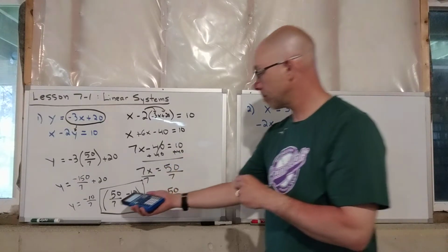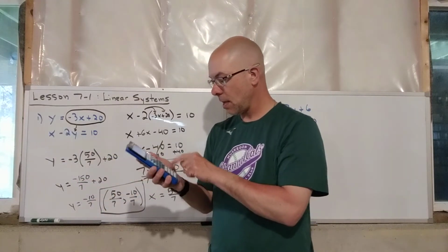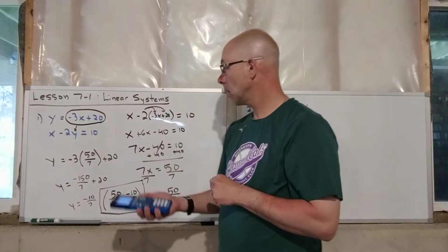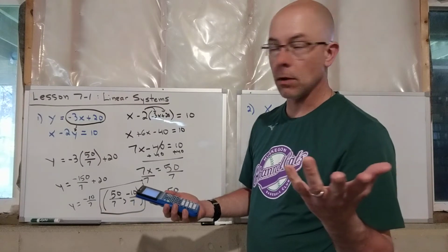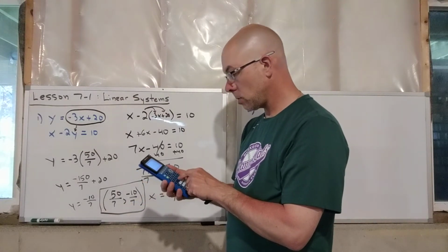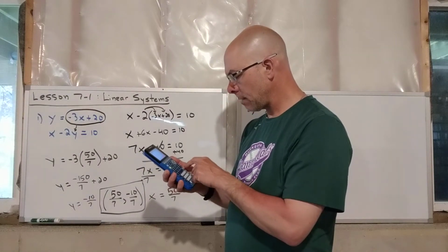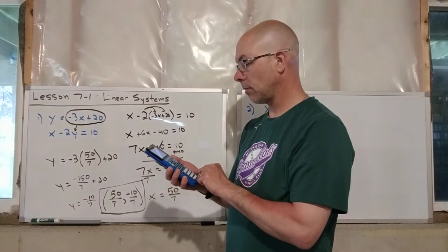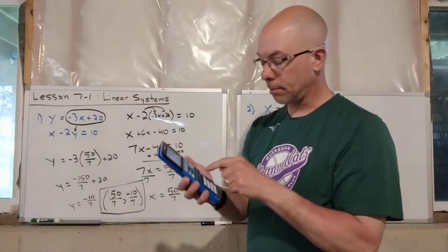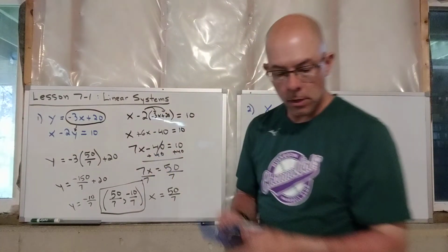So if I plug in 50 sevenths, plus, it'll see if I made a dumb mistake. You know that's possible, right? Minus 2 times negative 10 sevenths. And I got 10. So that's good. So that's that.